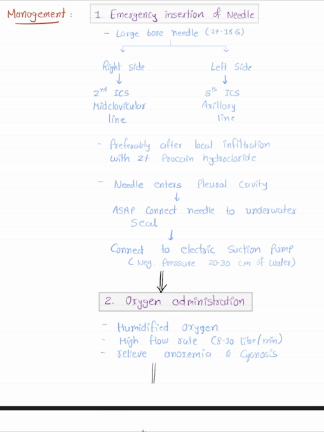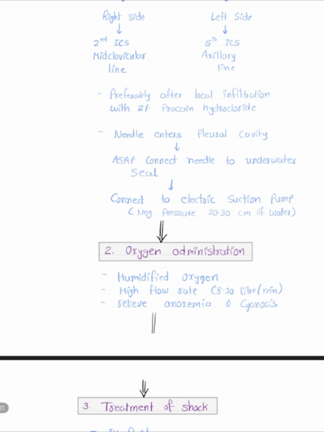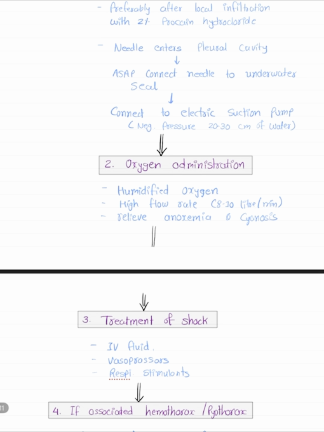Now the most important and frequent question that the examiner will ask you is where exactly do we have to enter this needle? If the tension pneumothorax is on the right side, we will enter it in the second intercostal space in the mid clavicular line, and if it is on the left side, we will enter it from the fifth intercostal space in the axillary line. We have to insert the needle after local infiltration with 2% procaine hydrochloride.